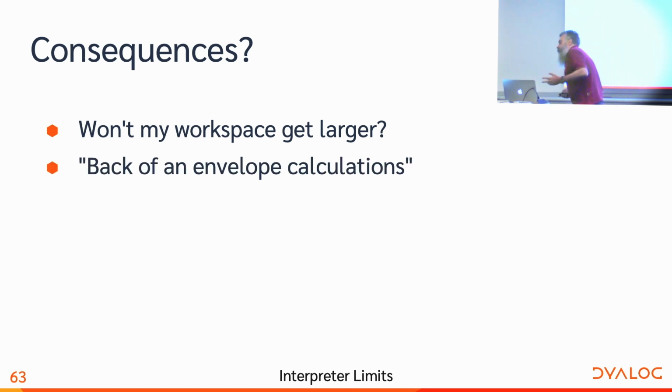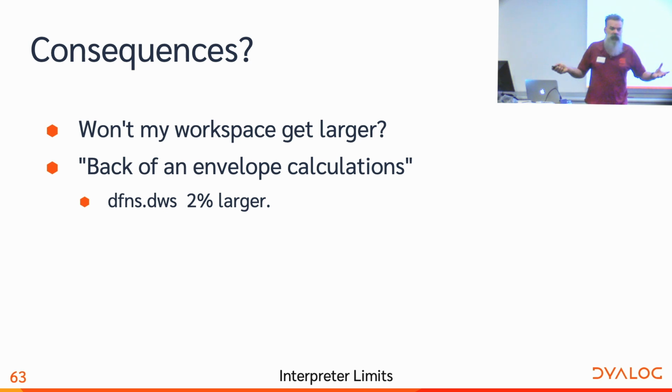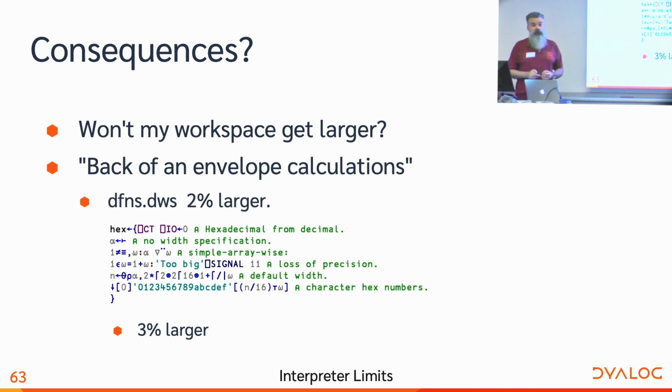I did some back-of-an-envelope calculations. I reckon that defuns.d, if we extend all of those offsets, gets about 2% larger, so it's not significant. This single function, which is hex, I reckon would probably get about 3% larger. So it's not vast amounts. But if we wanted to add 32 bits to the beginning of every pocket, then that might be a bigger overhead onto the sides of your saved workspaces.